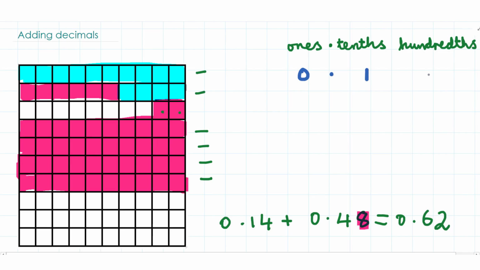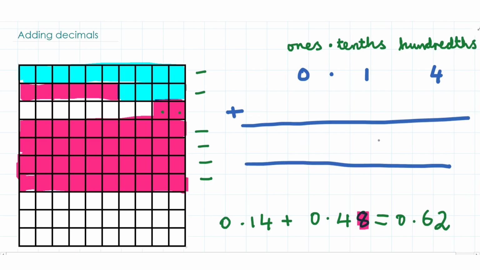Line the digits up very carefully. Put the addition signs, but don't forget, don't subtract by mistake or multiply. We start by adding the hundredths digits.